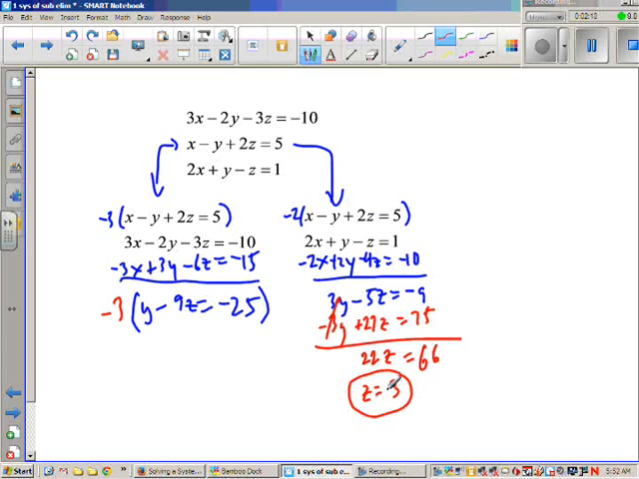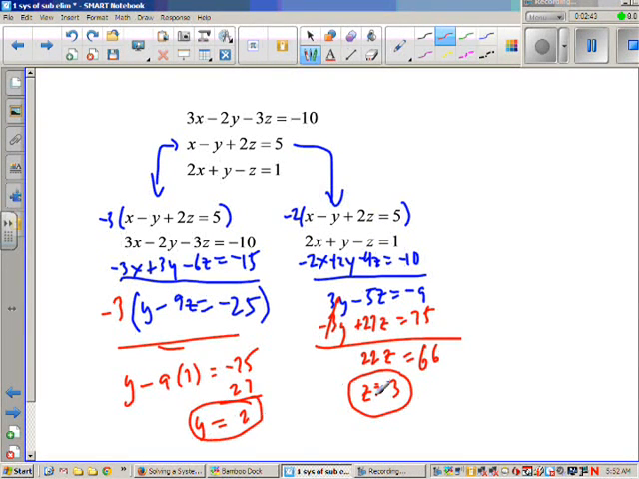And now we want to take our value of z and plug it into any of the equations we have with 2 variables. In this case, I kind of like the y equation here, so I'm going to use y minus 9 times 3 equals negative 25. That's a negative 27, so if I add 27, I get 2. Y equals 2. And now I have y and z.